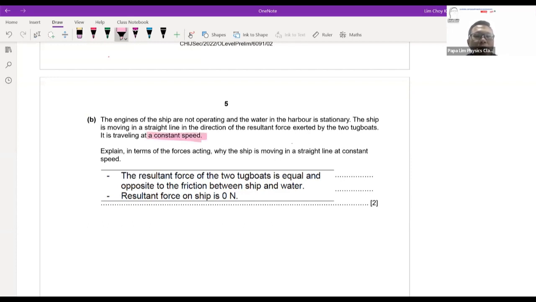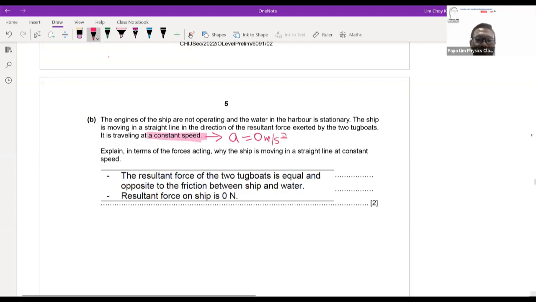Okay, the important word is constant speed. When we talk about constant speed, one of the first things that should ring in the student's head is that it means the acceleration of the object is actually 0 meters per second square. So after that, what does this tell us?